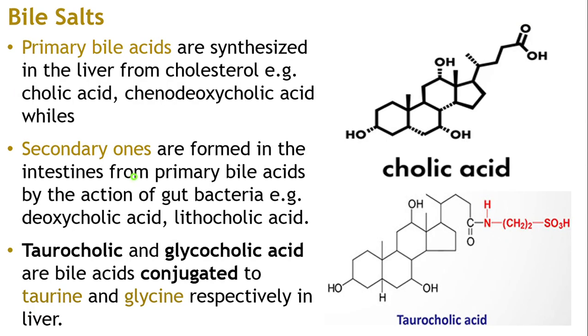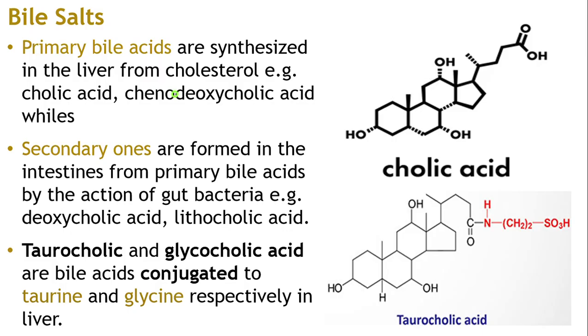There are two types of bile salts or bile acids. We have the primary bile acids and the secondary bile acids. The primary bile acids are the bile acids that are synthesized directly from cholesterol, and it occurs in the liver. An example is cholic acid. The secondary bile acids are synthesized from the primary bile acids in the intestine.